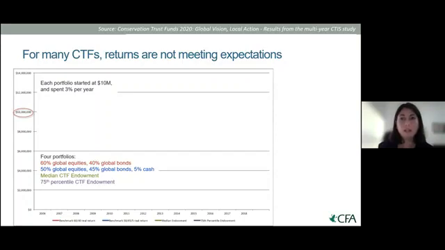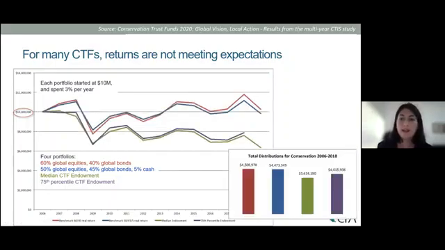So the CTIS multi-year study made an analysis on a fictitious 10 million portfolio that was invested between 2006, when the survey started, and 2018. For this, they took 4 different portfolios: a benchmark composite comprised of 60% equities and 40% bonds; another benchmark composite comprised of 50% global equities, 45% global bonds and 5% cash; and then the median CTF endowment in the data set of the CTFs that was analyzed, and the 75th percentile CTF endowment.